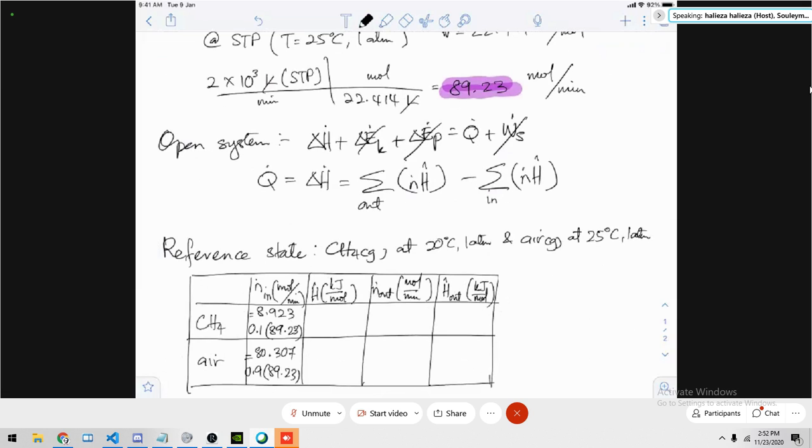Now, what is the enthalpy for methane, the inlet enthalpy? What is this value? It's 0, because that is our reference state. We chose the reference state at 20 degrees C and 1 atm. Yes, that's going to be 0. What is the enthalpy for A, for the inlet? Is it going to be 0?